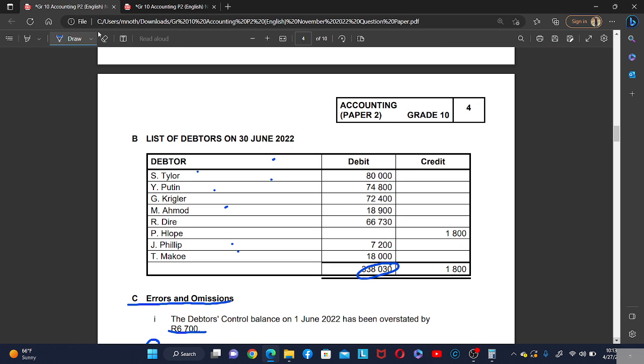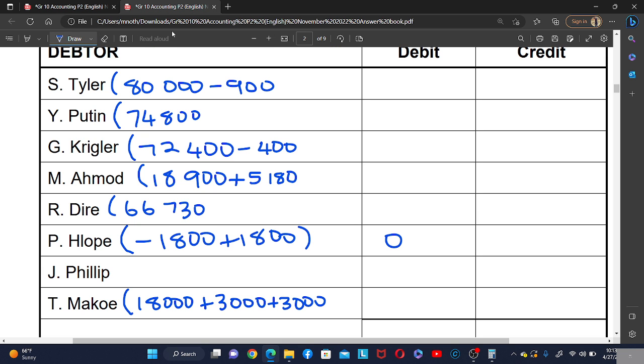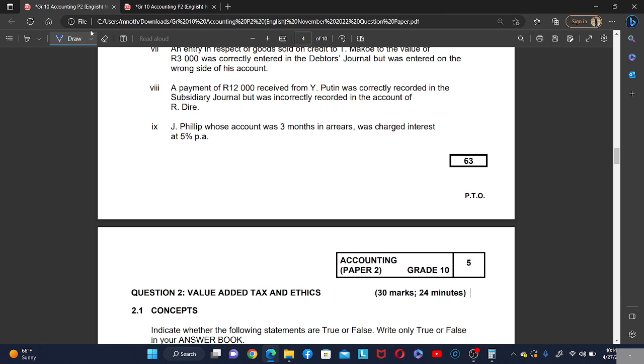Now, they are saying a payment of 12,000 received from Y Putin was correctly recorded in the subsidiary journal but was incorrectly recorded in the account of Dia. So this was supposed to be recorded in the account of Putin, but it was recorded in the account of Dia. Y Putin was paying us, meaning that his account was supposed to decrease because now he owes us less money. So let's decrease his account. We were receiving how much? 12,000. So we decrease it by 12,000. But this was incorrectly recorded in the account of Dia. So Dia was not paying us, but his account was decreased by this 12,000 as if he is the one who was paying. So we must come and increase his account.